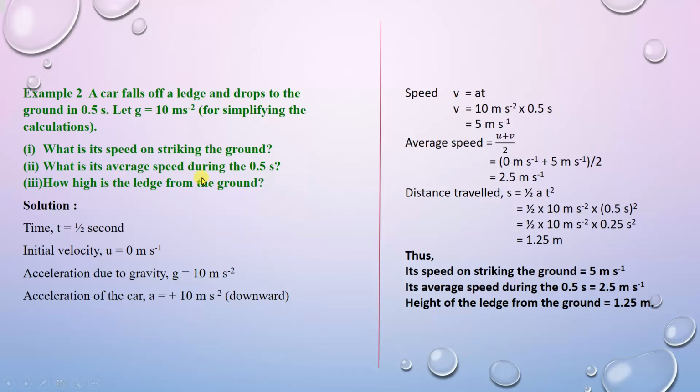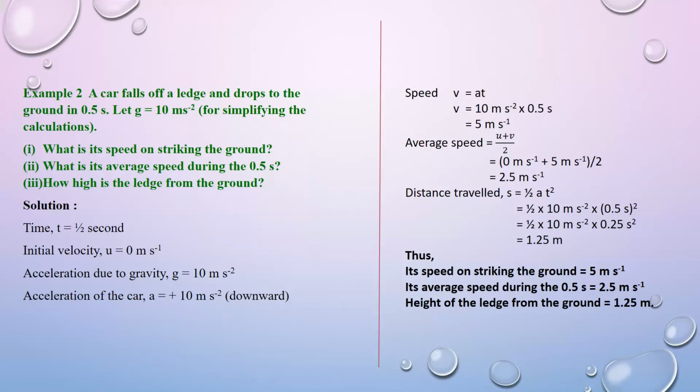What is its average speed during this time and how high is the ledge from the ground? That is, its distance, its height from the ground from where the object fell. So let's see how to solve. Here time is half a second. Initial velocity is 0. Why 0? Because it is dropped. The word drop tells us that u is 0. And acceleration due to gravity, we are going to take it as 10. Now it is moving downward towards the earth, so we are taking it as positive.